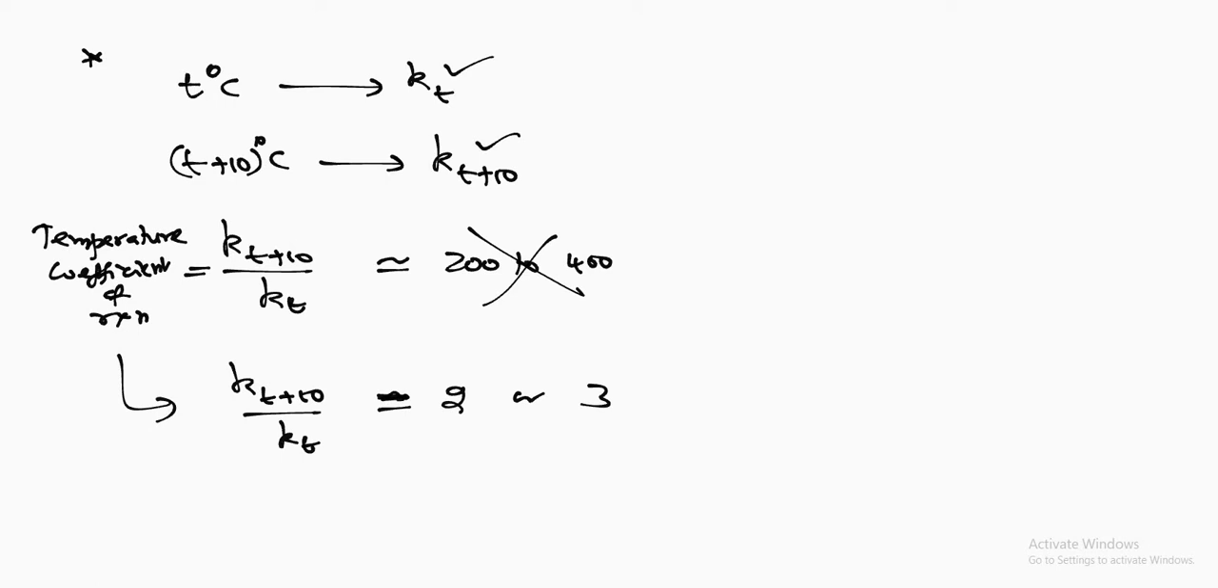I repeat again. Listen, as the temperature increases by 10 degrees Celsius, the number of collisions increases by 200 to 400 times, depending upon the reactions. But if you calculate the rate constant at T degrees Celsius and at T plus 10 degrees Celsius, and take the ratio Kt+10 by Kt, this ratio, called the temperature coefficient of reaction, was found to be just 2 or 3.